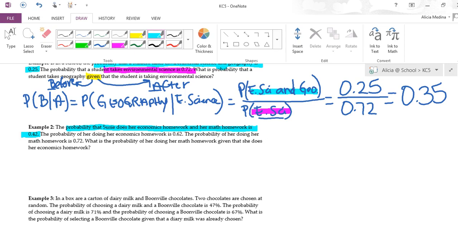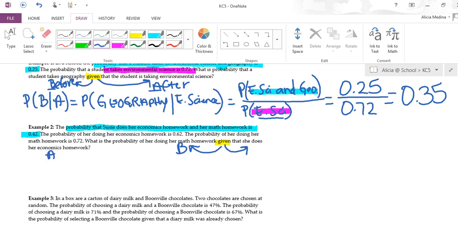The probability of her doing her economics homework is 0.62. The probability of her doing her math homework is 0.72. What is the probability of her doing her math homework given that she does her economics homework? So again, here's my given statement. That means this is going to be my B, and whatever came after it is going to be my A, which happens to be her economics homework.